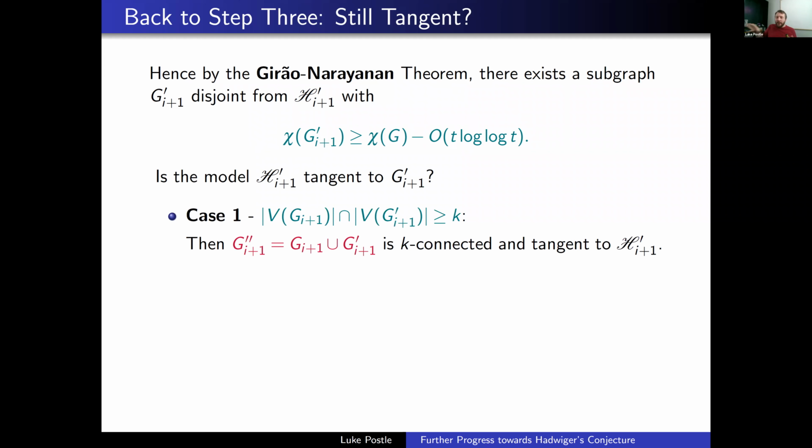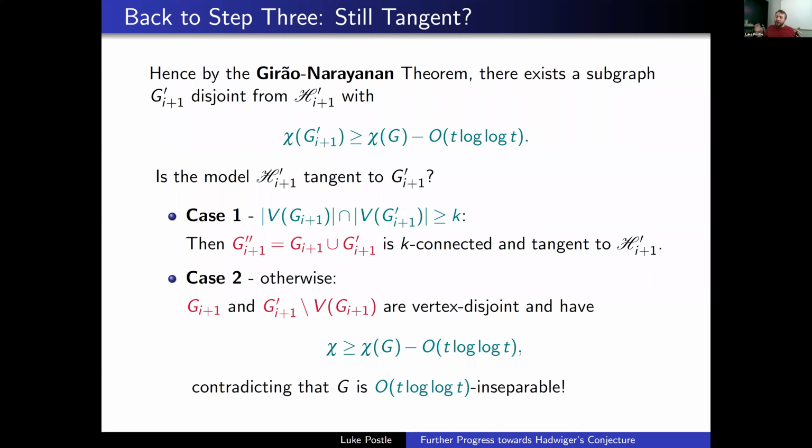There are two cases. If the old future and new future overlap in at least k vertices, they're both k-connected, so I can just union them, merge them into one big future, and then I'm tangent to that new, big future. In the other case, where they're not, like the old one I had planned up, which is pretty good but not quite, and the new one, which is slightly better, just delete their intersection, and what have you found? You found your separability. You found two subgraphs, old and new future, with high chromatic number.